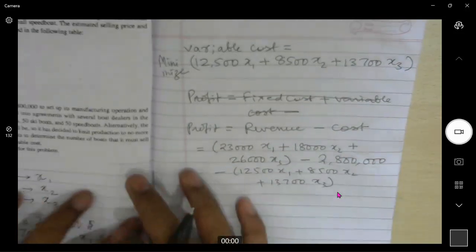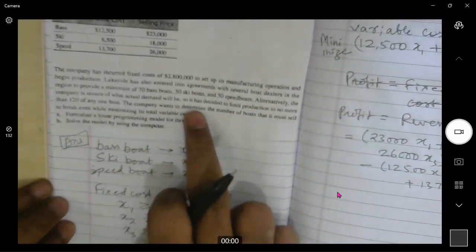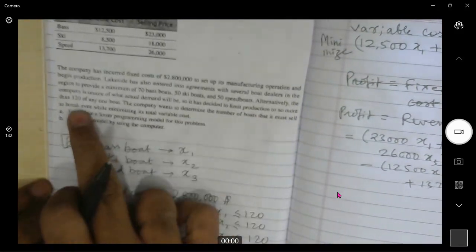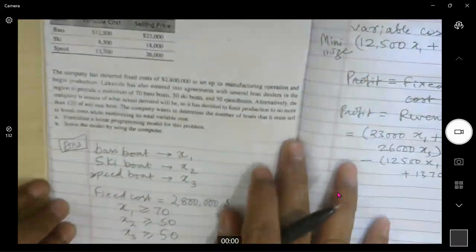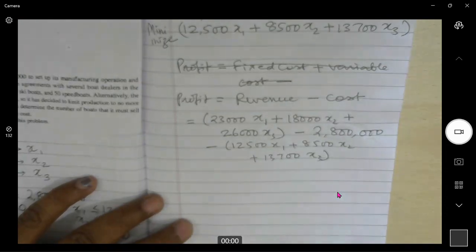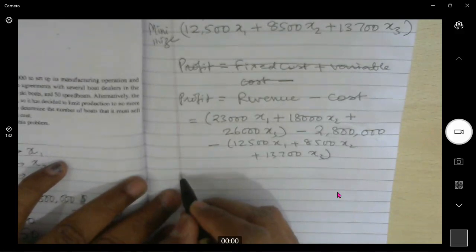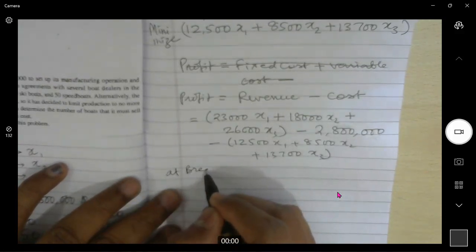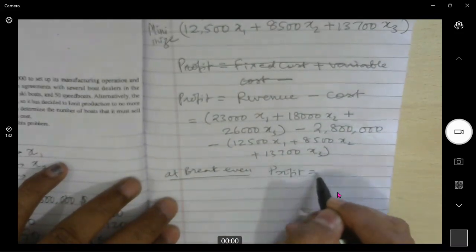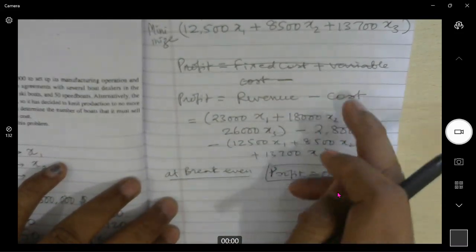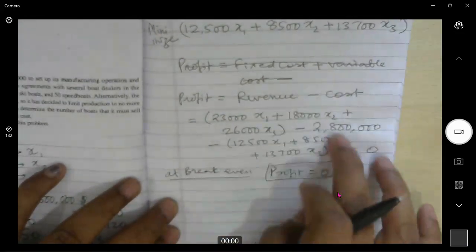Now one condition is given here. The company wants to determine the number of boats that it must sell to break even. So break even analysis. Break even means at that time the profit will be zero. After that the profit starts becoming positive. So at break even, profit equals zero. Therefore, this whole thing should be equal to zero. So that is the condition.